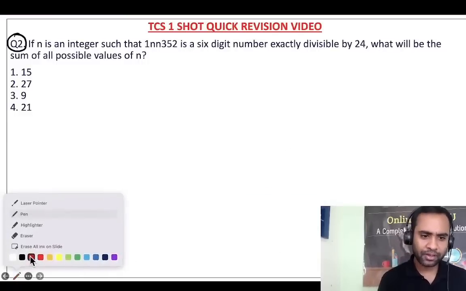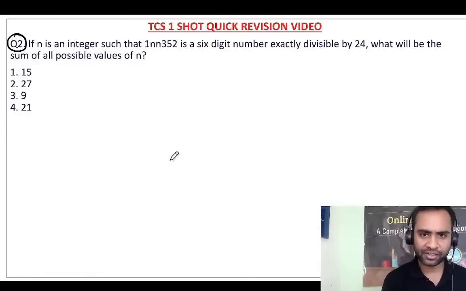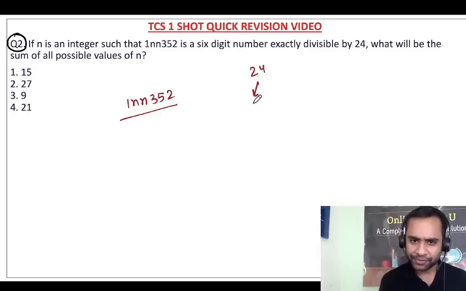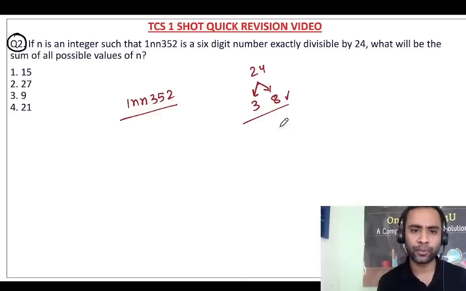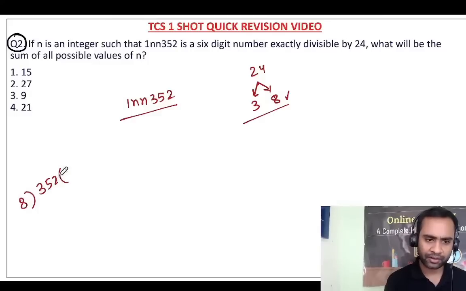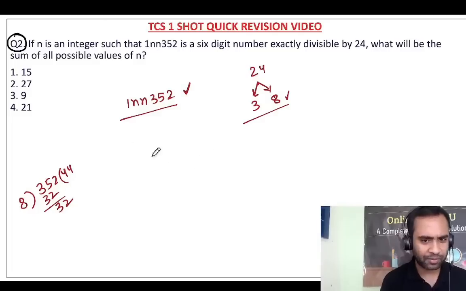Let's see now. n is an integer such that 1n352 is a 6-digit number exactly divisible by 24. If a number is divisible by 24, it will be divisible by 3 and 8, because we know the divisibility rules for 3 and 8. If a number is divisible by 8, the last 3-digit number should be divisible by 8. So 8 fours are 32, again 8 fours are 32. That means this particular number is divisible by 8.